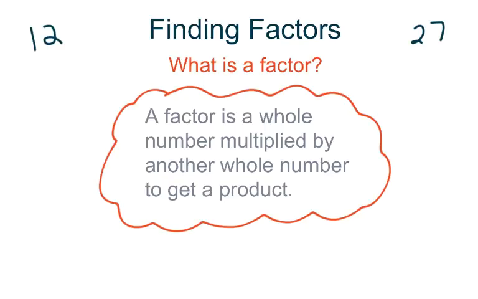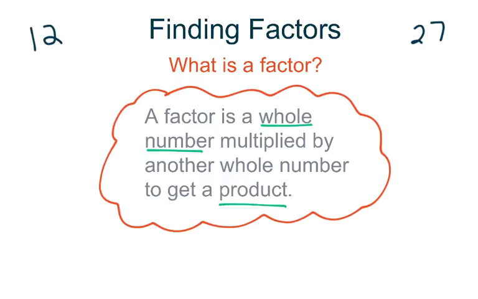So keywords in here are whole number. A factor is not going to be a decimal or a fraction. It's going to be a whole number. And then let's review quickly the word product. The word product means the answer to a multiplication problem. So it would be two numbers multiplied together to get the answer of a multiplication problem.